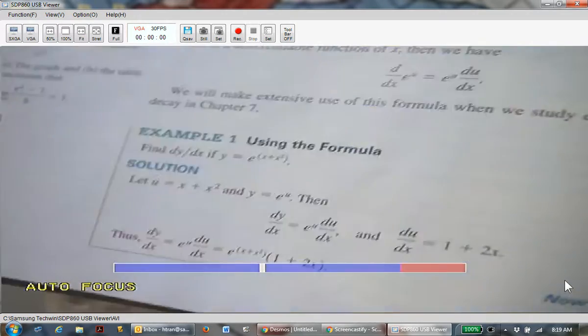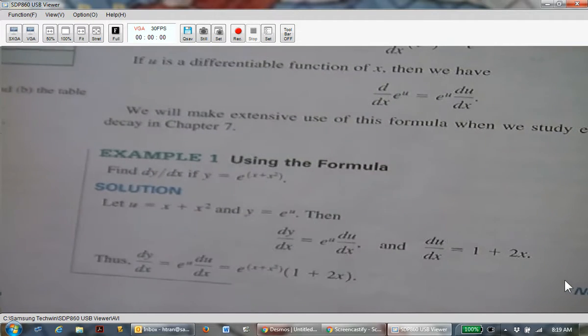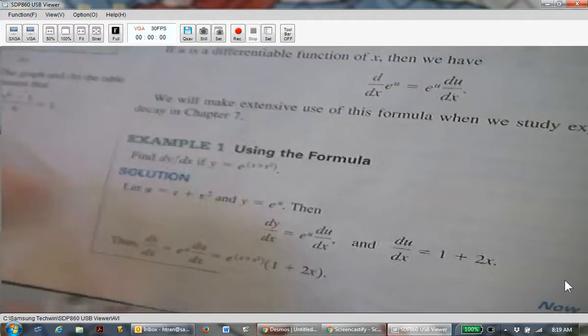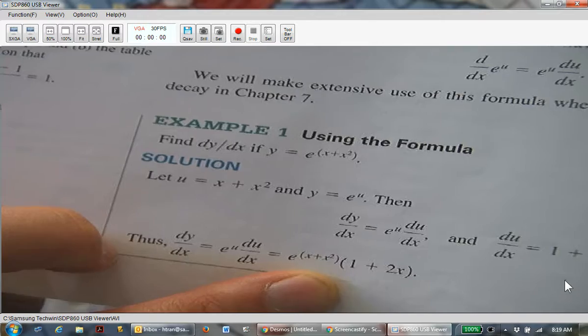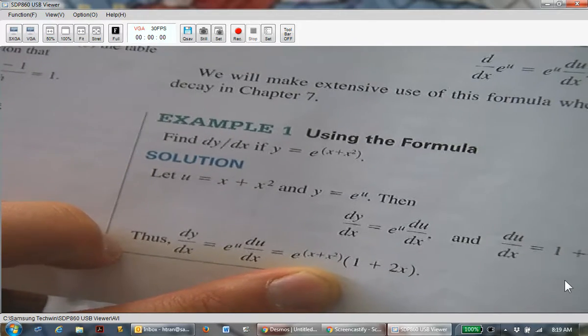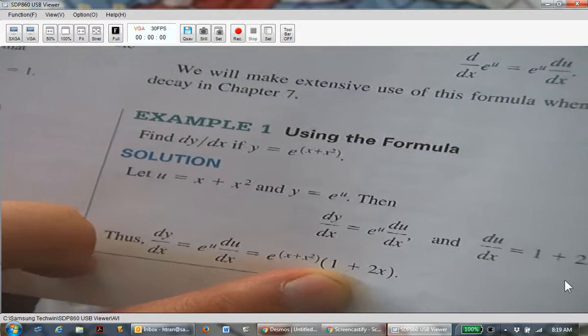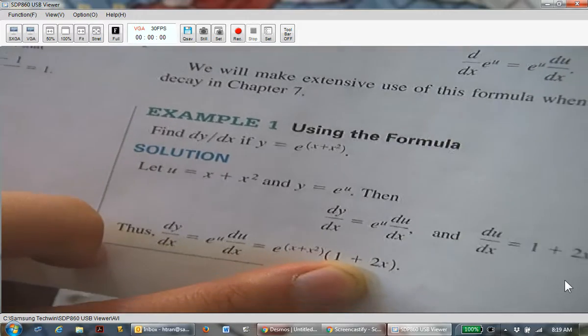All right, guys, here's the solution. It's actually in your book. If you need to write down the reference for this, it's page 80 at the bottom. It's the first example, actually, but I thought it was a pretty good way to start. You can keep it in this form. It's just e to the x plus x squared times the derivative of the inside function, which is 1 plus 2x.